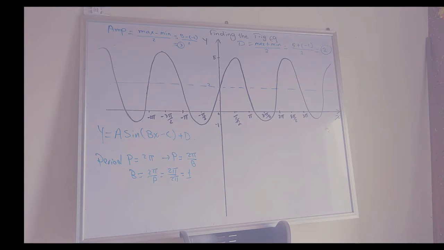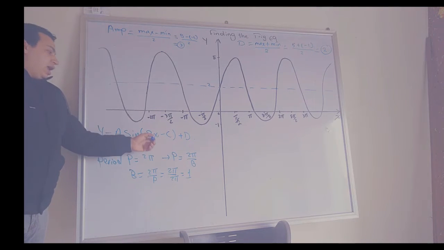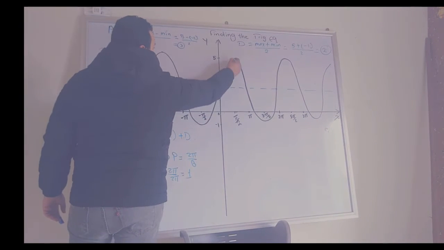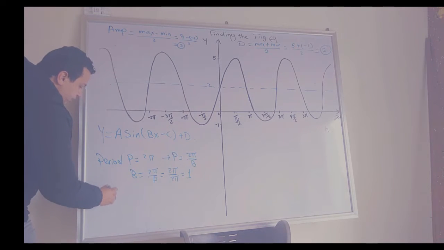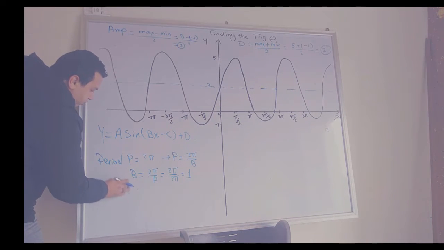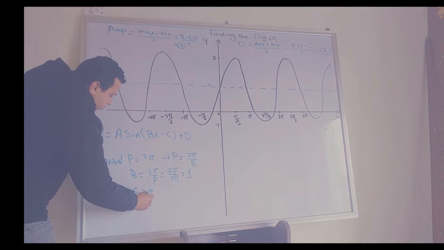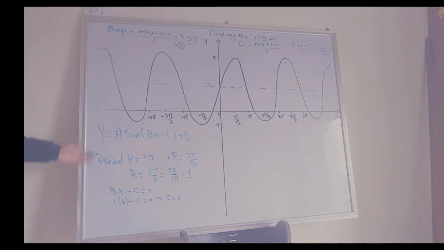How to find out c? We can find c if we plug in b, which is equal to 1, and x here. We start here at 0, so x here is 0. We started from the point 0, okay? Then if bx minus c equals 0, then b, which is equal to 1, times x, which is equal to 0, minus c equals 0, consequently c equals 0. Using this information, we can find our equation perfectly.